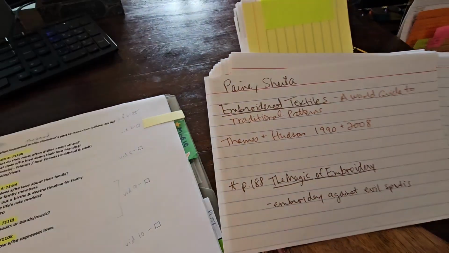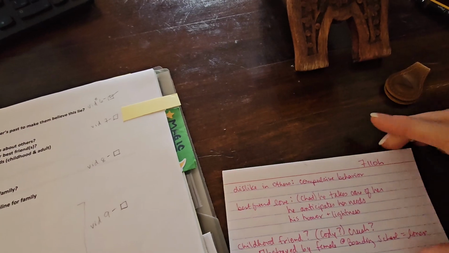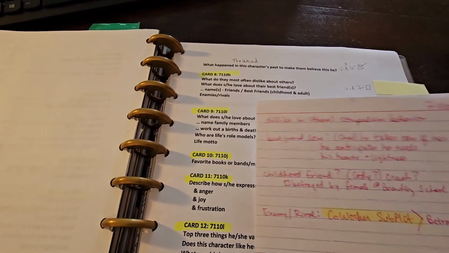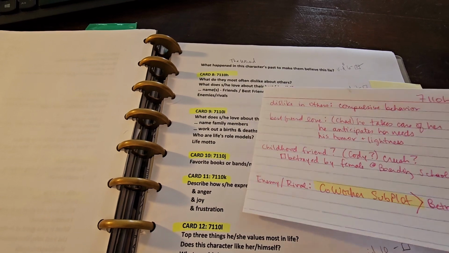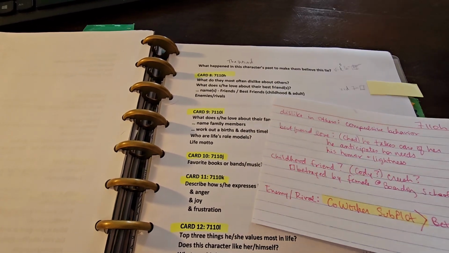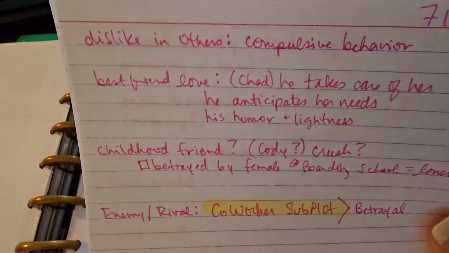First, let's tab over here to my little cards and let's see what we have. In this one, we've got the character's dislike about others, the character's love about their best friends, characters' names of childhood and adult best friends, and enemies and rivals. So let's take a look.